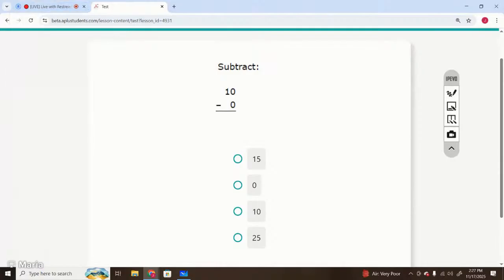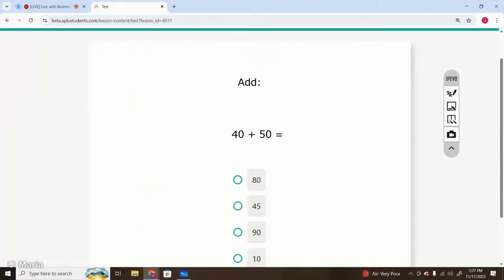10 minus 0 is 10. Subtracting 0 from any number means the number stays the same, whatever number it is. If you are subtracting 0, the number stays the same.